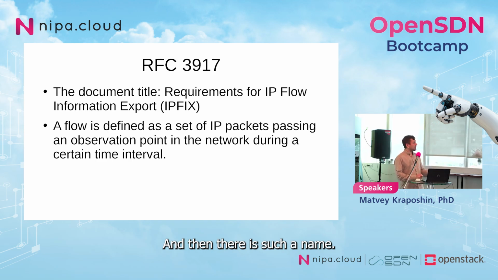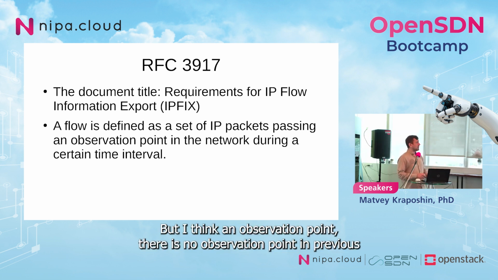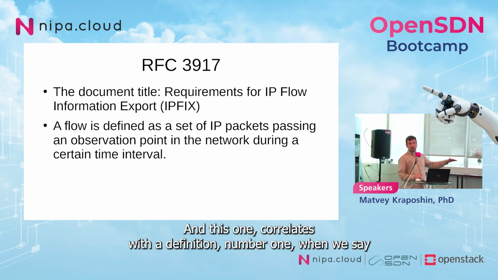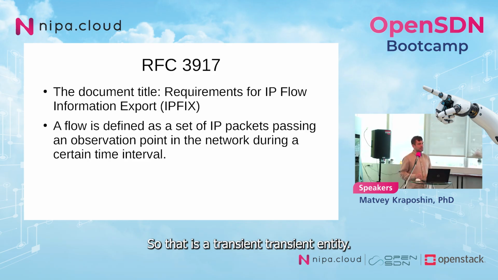And then there is RFC 3917. And here they define flow as a set of IP packets, which correlates with the previous definition, passing an observation point. There is no observation point in previous definitions. In the network during a certain time interval. Okay, and this one correlates with definition number one, when we say that flow is something that lives between start time and end time. So it's a transient entity.